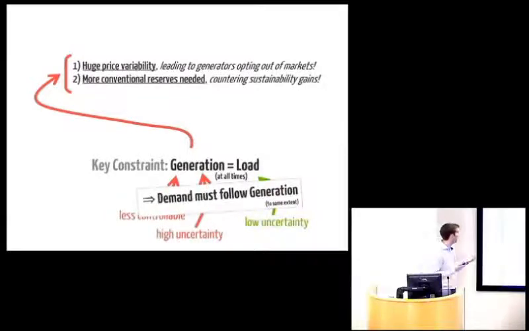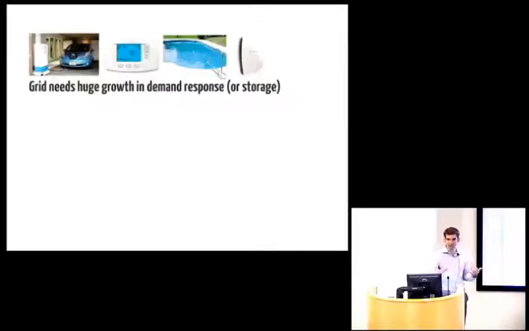So we need to be careful, and we need to really think about redesigning these markets and finding alternatives, and the key, I think, is really down here. You have to move to a regime where at least a little bit of demand is following generation, and if you can't get enough demand response, demand that follows generation, then you're in trouble. And so you need demand response or storage somehow to help manage this intermittency. There's a lot of research in the smart grid world about how to get this. We're going to hear some talks today about demand response issues, I think.